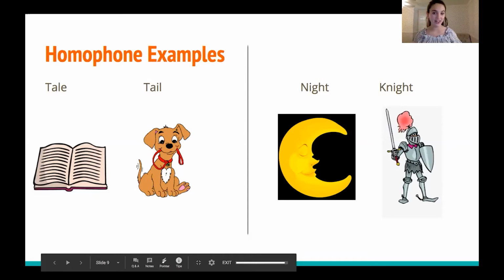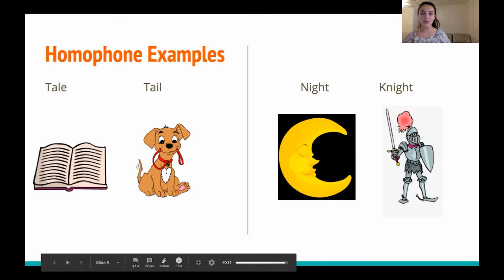It's just a tale. And the other kind of tale is T-A-I-L. And it's like a tail, like an animal tail. So I put in a picture of a dog here because, as you can see, this little dog has a little brown tail and he looks like he's ready to go for a walk. But yes, so he has a tail, and that is the difference between tale and tail.